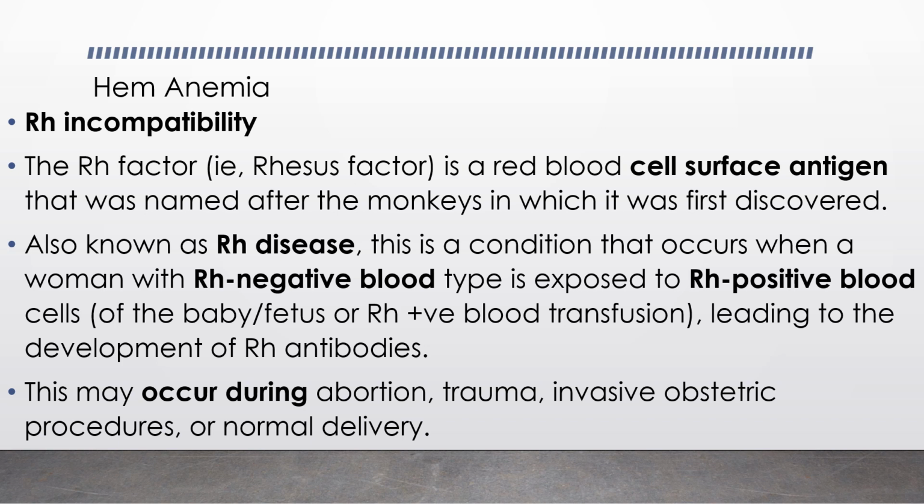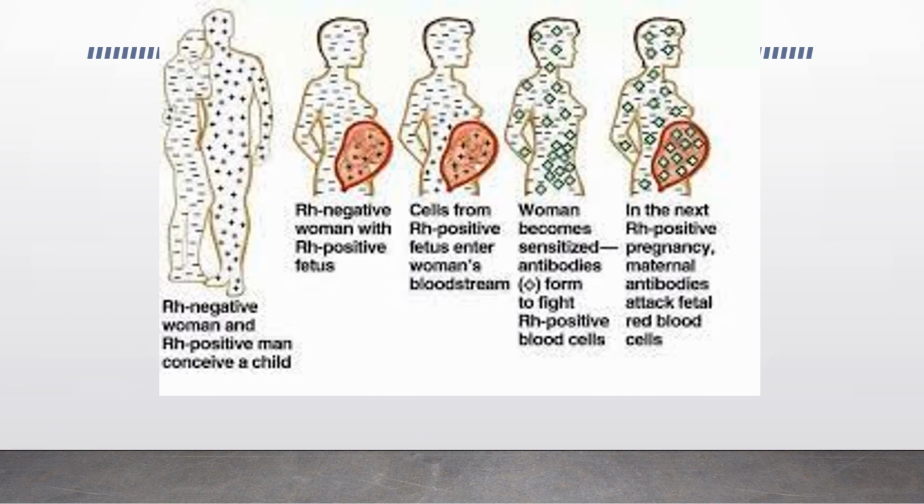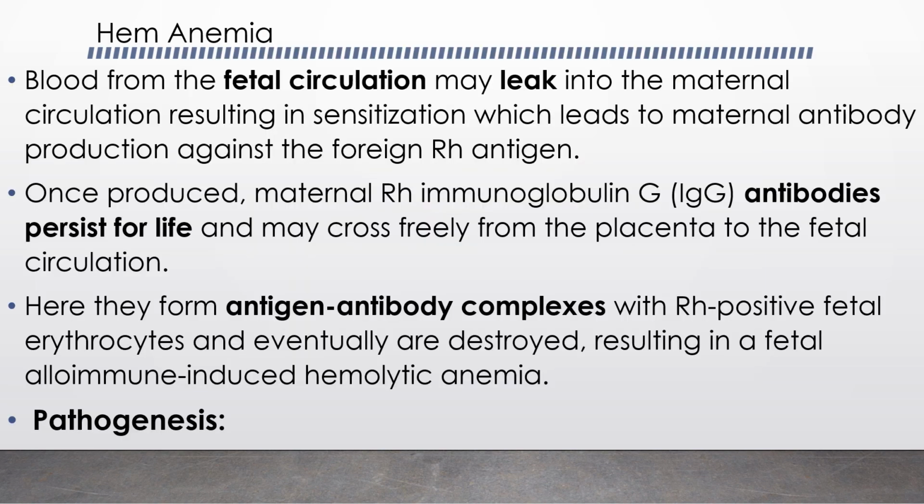When the mother is rhesus negative and the pregnancy is with a child who is rhesus positive, then the problem arises, which may occur during abortion, due to trauma, invasive obstetric procedures, or normal delivery. A bit of blood is going to go from the fetus into the mother. If the mother is negative and the father is positive, then this problem can occur. But not so in the first child, because the RBCs leaked from the first child will be taken as foreign, and then antibodies are formed, and in the next child there will be a problem, and much more problem in the subsequent children.